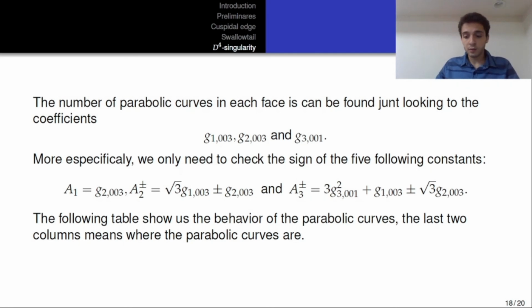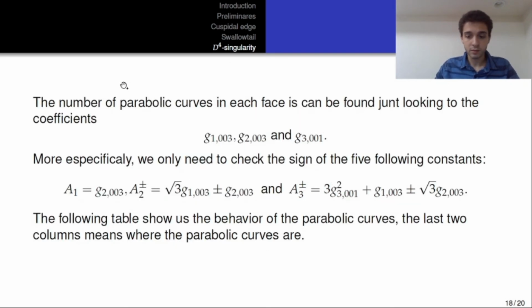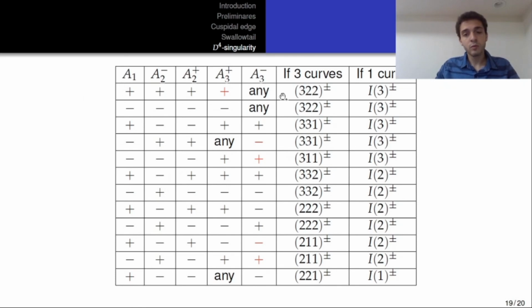And with the sign of these constants, for example, if all of these 5 constants are positive, then we have 1 parabolic curve in phase 3 and 2 in phase 2. And in the case there is only 1 parabolic curve, it will be in phase 3. There is no way to have exactly 2 parabolic curves. Either there exist 3 curves or only 1 parabolic curve.